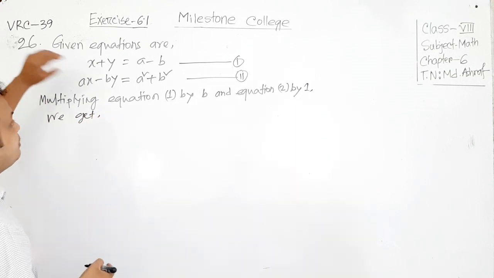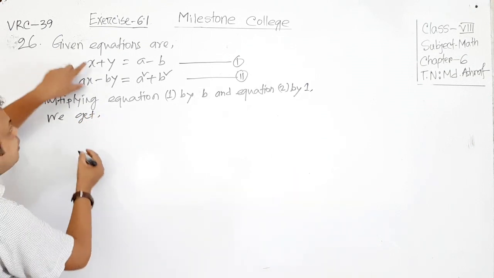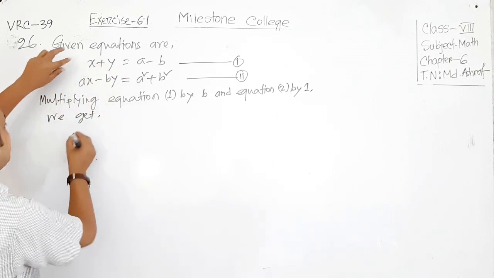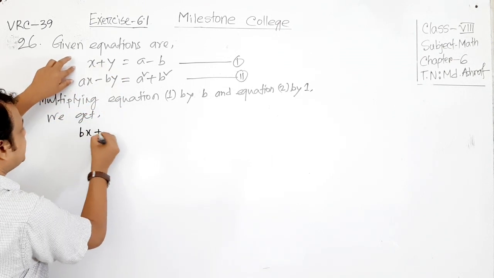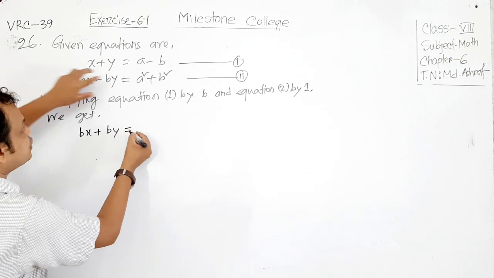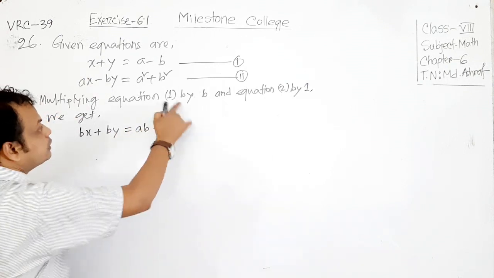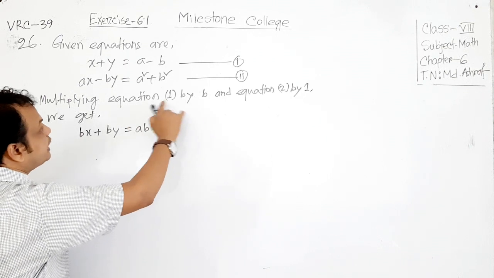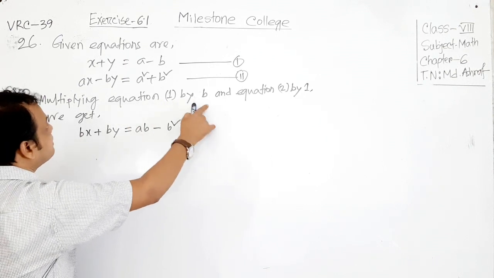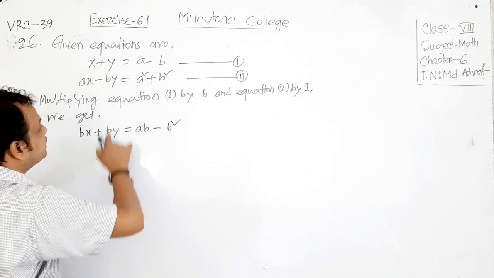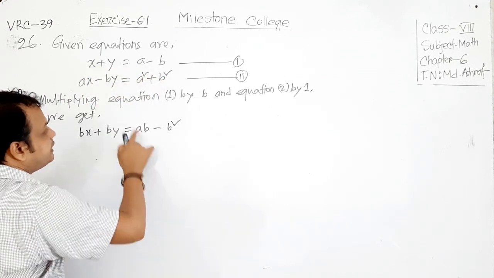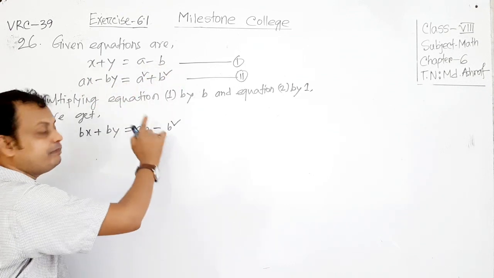So equation 1 will be multiplied by b, so all the terms will be multiplied by b. Then how do we get? bx plus by equals ab minus b square. If we multiply equation 1 by b, then it will be bx plus by equals a into b, which is ab, minus b into b, which is b square.